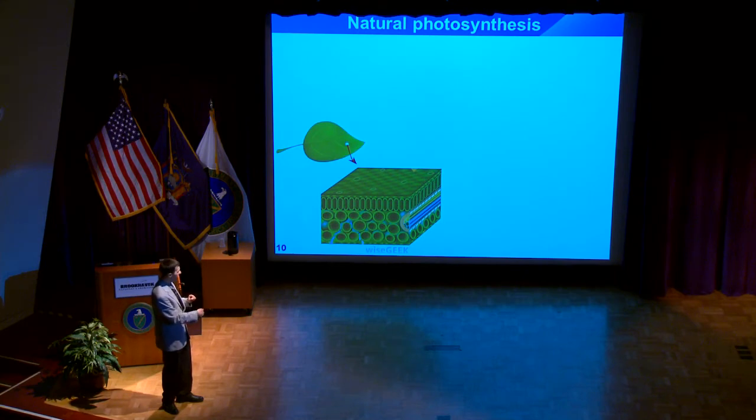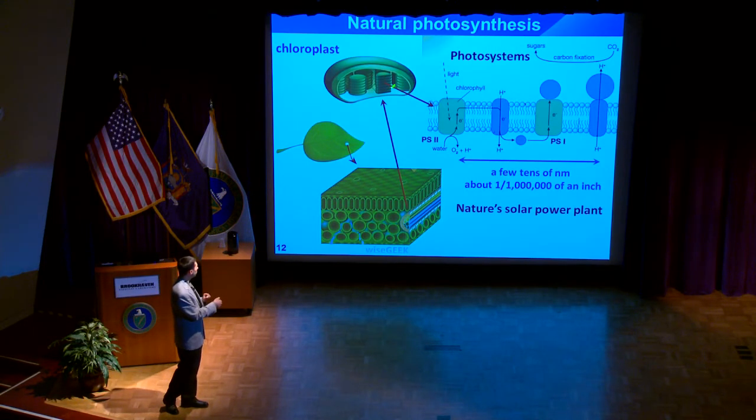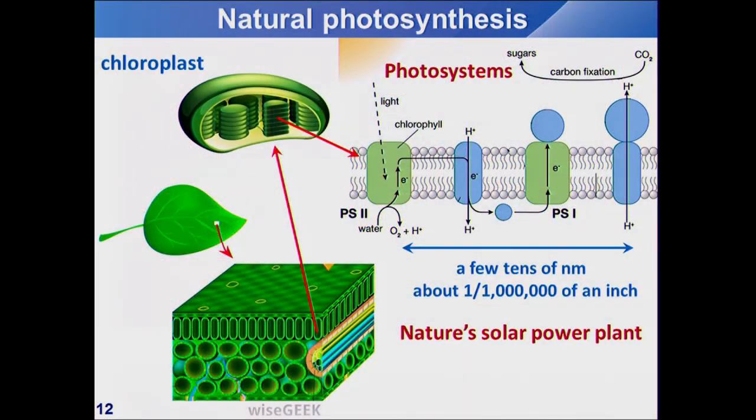We can find various cells in there. Inside these cells, we find small compartments called chloroplasts, and inside these chloroplasts, as we're digging deeper and deeper, we find very tiny structures, which are called photosystems. These structures are really small. They're only a few tens of nanometers in size, which is about one millionth of an inch. But this small size accommodates the entire nature's solar power plant inside.